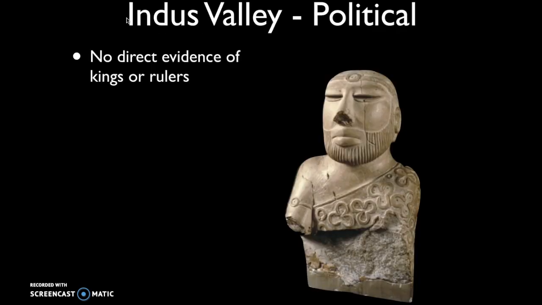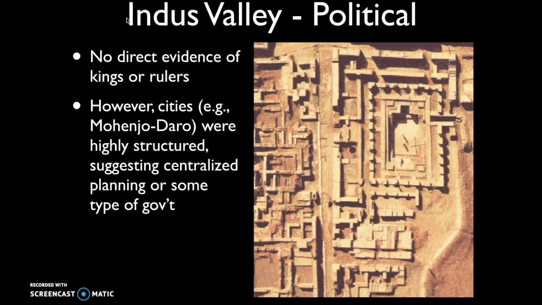Now, we have no direct evidence of kings or rulers. We just don't know a lot about the structure of their state, because we don't have any textual evidence to definitively determine whether there were kings, whether there were rulers, what kind of government the Indus River Valley civilization people set up.